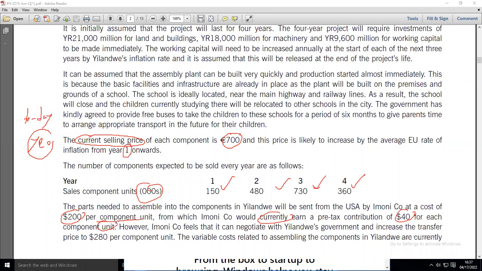So there's a component coming. However, I feel that it can negotiate with the government and increase the transfer price to 280. So we can increase this by 80. In other words, the contribution now will be 40 plus the increase, which is 80. So the contribution now will be 120.